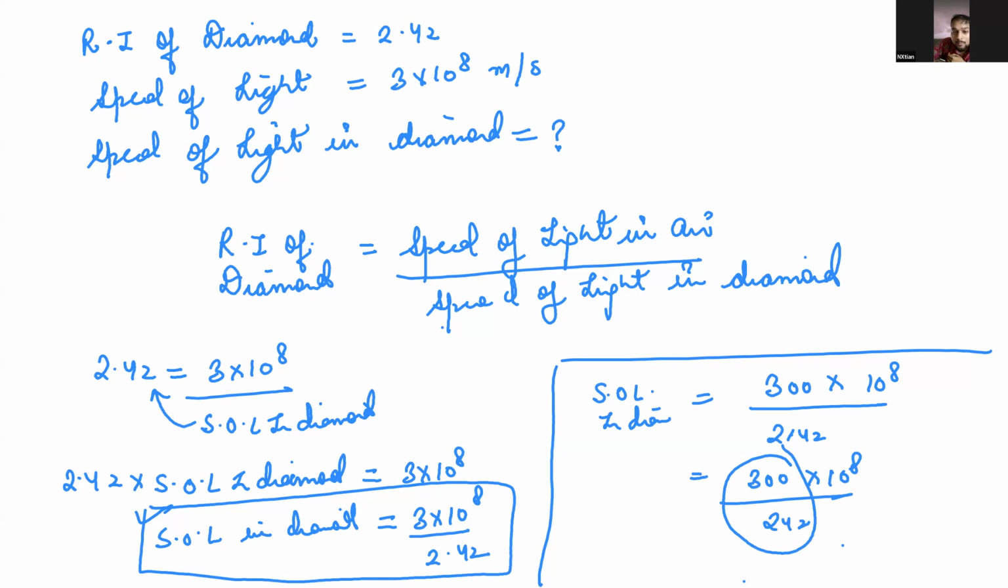Understood, guys? Tell me the answer quickly, the final answer. So we have to divide 300 divided by 242. How many decimals in the answer? It is still two decimals.